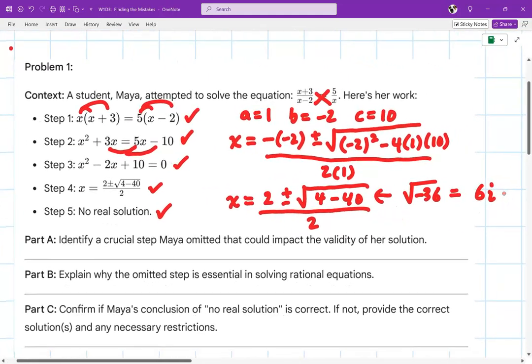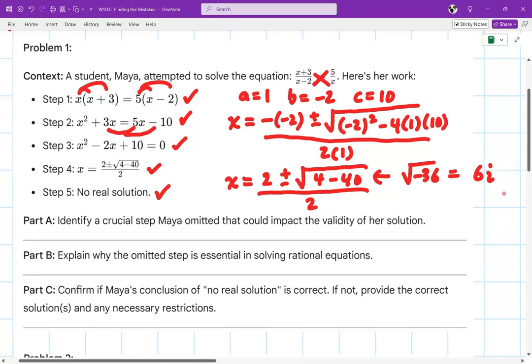She stopped. So it says, identify a crucial step Maya omitted that could impact the validity of her solution. So what step did she maybe forget to do to convince me that this was not a real solution? I did do it. It's in my work. The 6i. It would have been nice if she would have written the 6i, because then I'd be like, oh, imaginary, not real. So I'm just going to put 6i. That's the step that I needed.